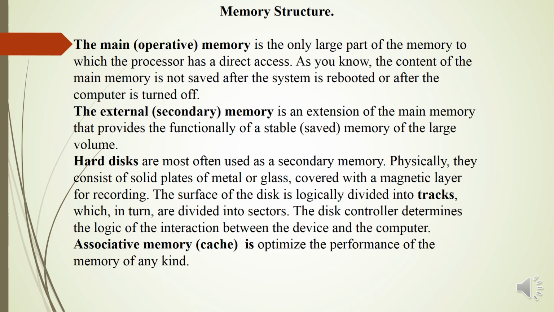The main operative memory is the only large part of the memory to which the processor has direct access. As you know, the content of the main memory is not saved after the system is rebooted or after the computer is turned off. Memory structure. The external memory, hard disk, associative memory cache.